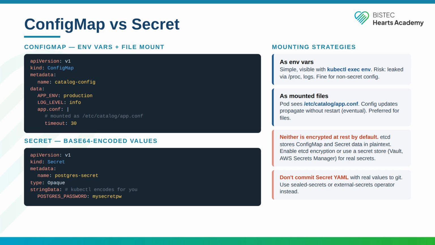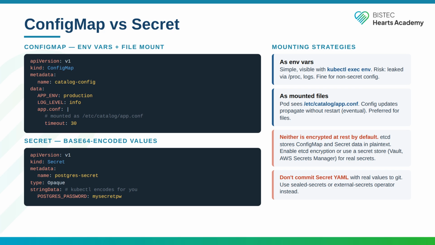A config map can store individual key value pairs like app, env, and log level, or it can store a whole file. When mounted as a file, the pod sees the file at the specified path. When mounted as env vars, the pod sees individual environment variables.